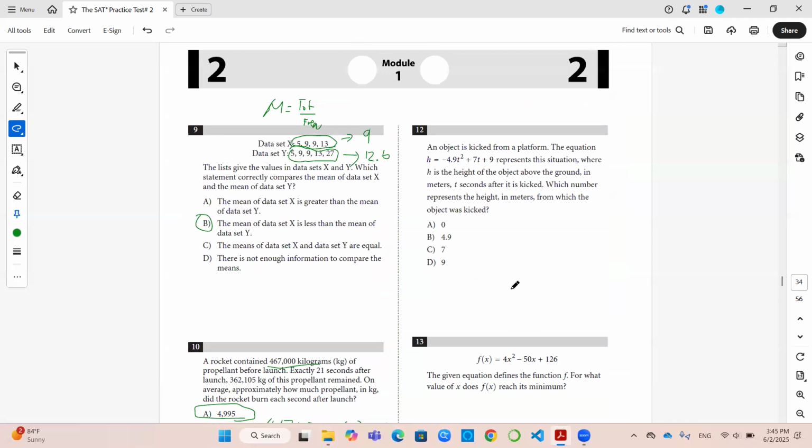Okay. An object is kicked from a platform. The equation h equals minus 4.9 t squared plus 7t plus 9 represents the situation where h is the height of the object above the ground, in meters, t seconds after it is kicked. Which number represents the height in meters from which the object was kicked? So we have an initial height of 9. So D is the correct answer.